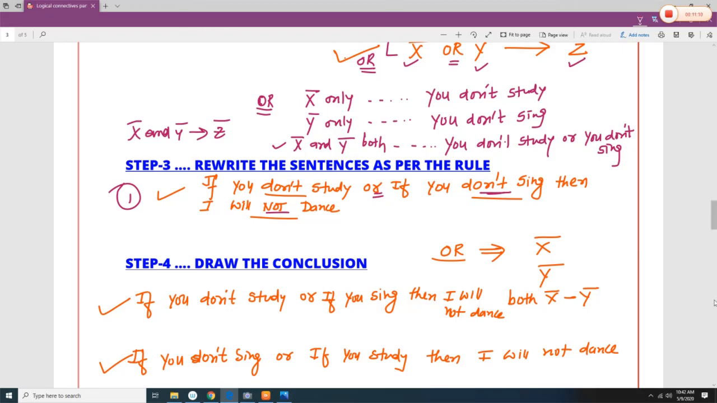Conclusion number 2, X bar only. So you don't study or you sing, then I will not dance. So this is only X bar. So this is the second valid conclusion. And the third valid conclusion is Y bar only. So if you study or you don't sing, then I will not dance. So this is another valid conclusion.